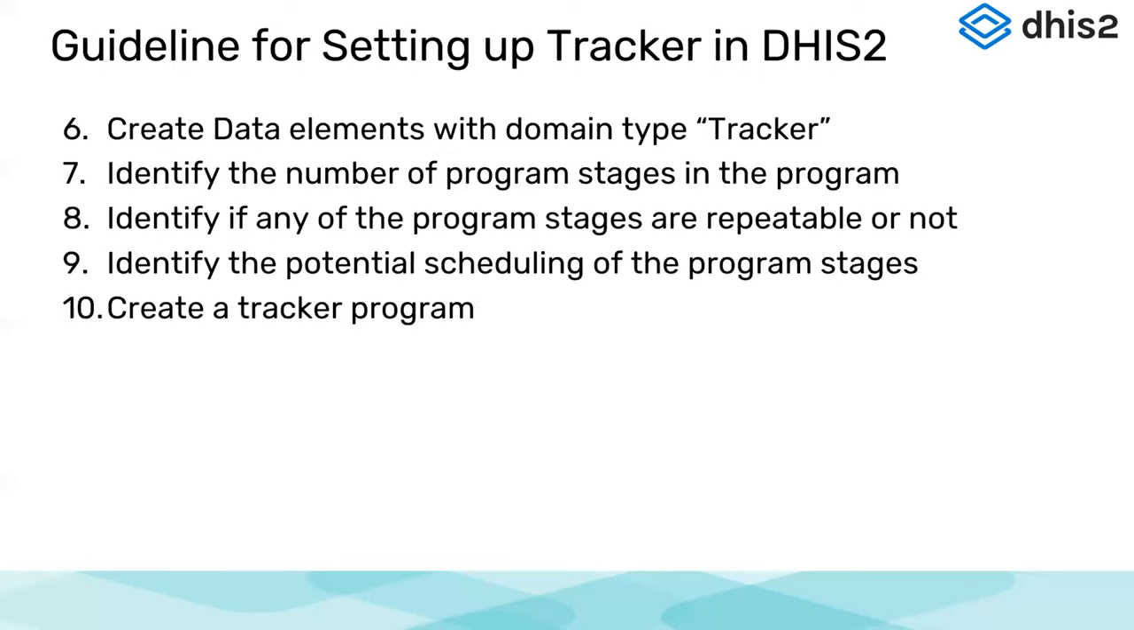So right now we are at this place, number six, where we have created data elements with the domain type tracker. And next, what we are going to do is to identify the number of program stages in the program, identify if any of the program stages are repeated or not, and then identify potential scheduling of the program stages. So these three we will take together, and followed by that, we will go into creating a tracker program. So let me just try to recap our design.